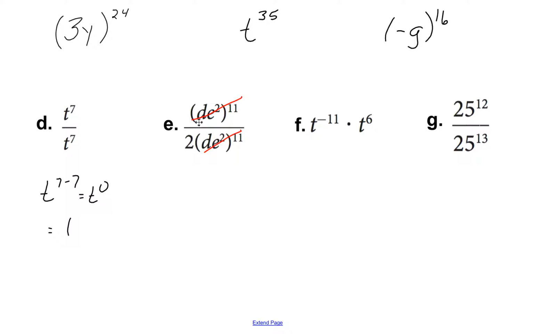And if we do that, we are left with 1/2. That's one way of thinking of that. The other way to think of that is it's d squared to the 11 minus 11, which would be 0. So this would give us a 1 anyway, no matter how you look at that.